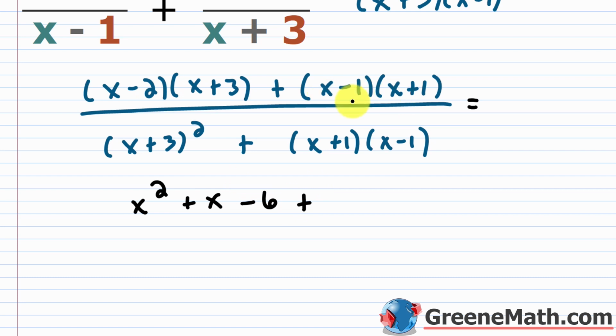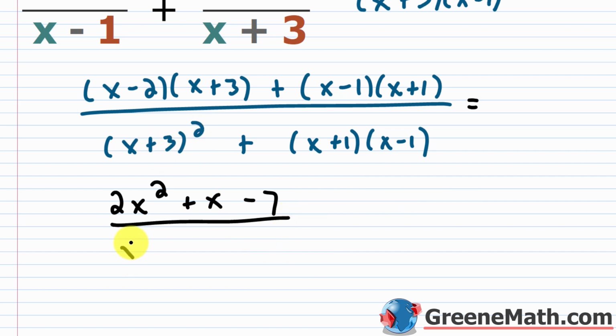And then plus over here, you'd have basically conjugates being multiplied together. So we know this is x squared and then minus 1. Okay, so x squared plus x squared is going to be 2x squared. And then we know negative 6 plus negative 1 is minus 7. So minus 7.